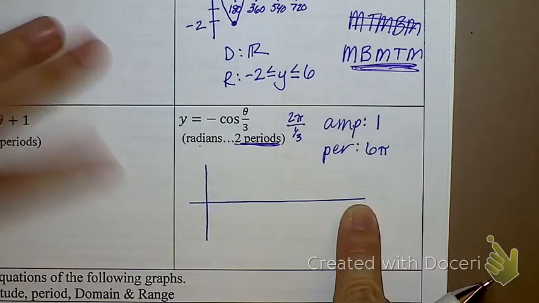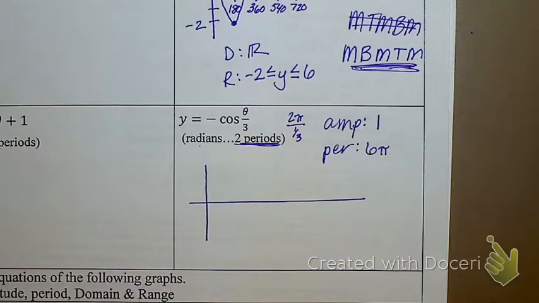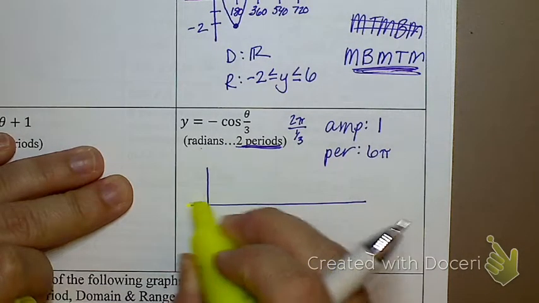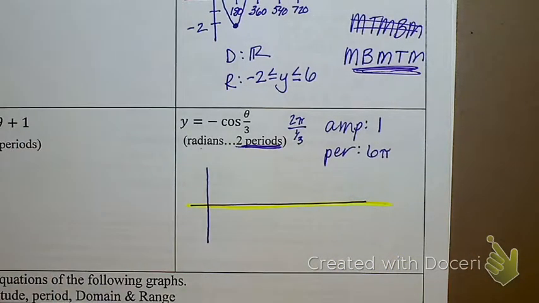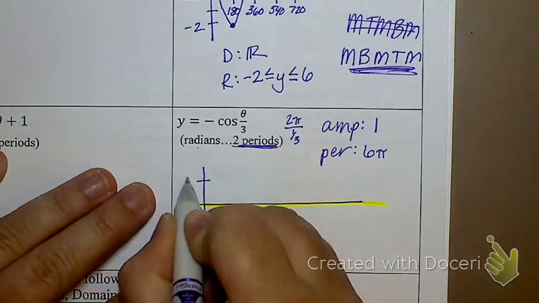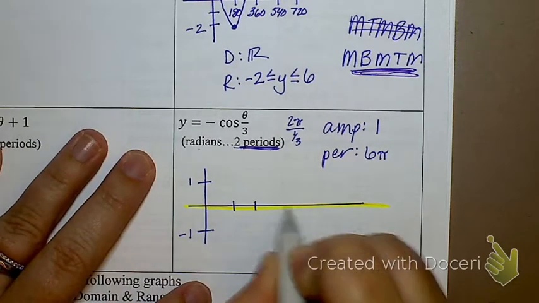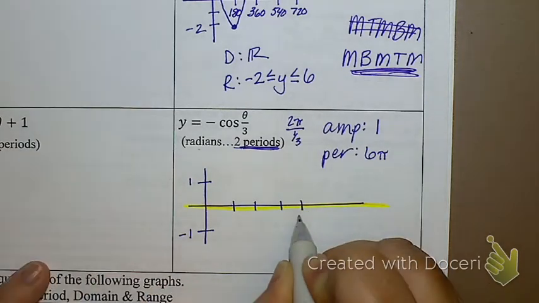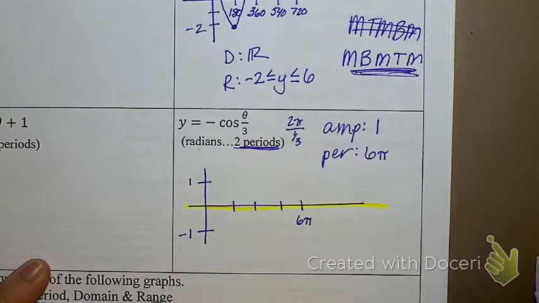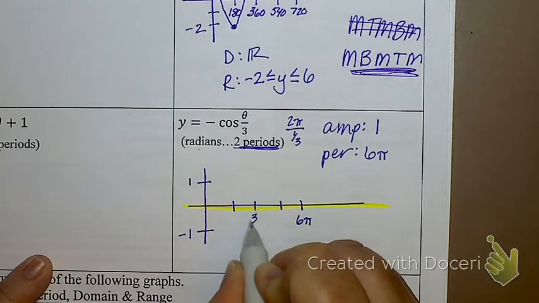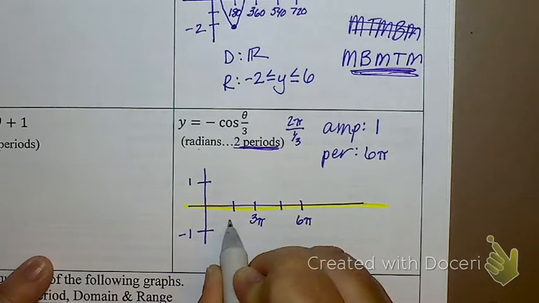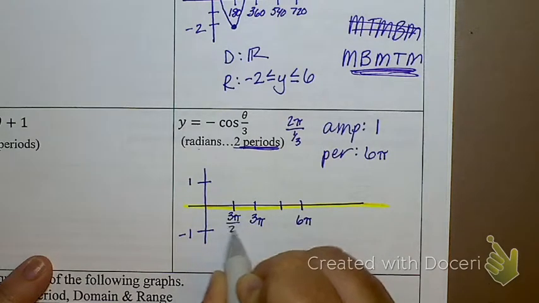Now I'm making my x-axis a little bit longer because I need to graph 2 periods, I should say. I'm going to go ahead and draw my midline in, but my midline is just going to be at the x-axis because I have no k value. I'm going to go up to 1 and down to negative 1. 1, 2, 3, 4 marks out there. This is 6 pi, correct? Everything up to now should be decent, yeah? So 6 pi, this would be 3 pi. What would this be? 3 pi over 2?